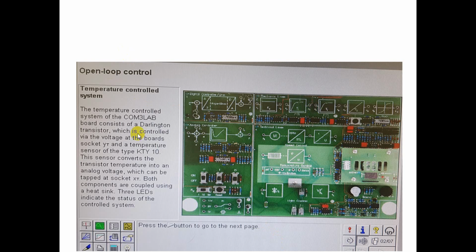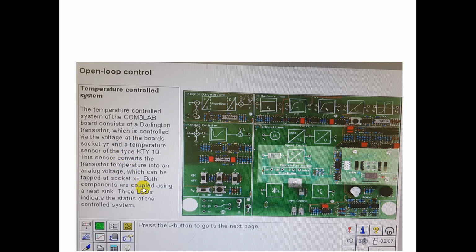Now, when you come to the experiment here, everything or the procedure is given to you. It says that the temperature control system of the COM3 unit has a Darlington transistor which is controlled using some voltage on the board socket Y of t. So this part is your Y of t, this is your X of t. This is my transistor, and I'm going to control this transistor by giving some voltage in Y of t. Also, the sensor which I'm using is the KTY10 here.